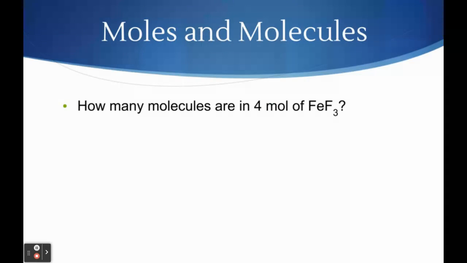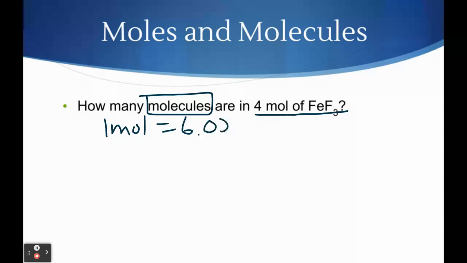All right, here's our first example problem. How many molecules are there in 4 moles of FeF3? So underline your given information, 4 moles of FeF3, and we're looking for molecules. Now our conversion factor between moles and molecules is 1 mole is equal to 6.02 times 10 to the 23rd molecules. Okay, so we're going to use that conversion factor anytime we're converting between moles and molecules. So go ahead and write down your given information and your T-chart.